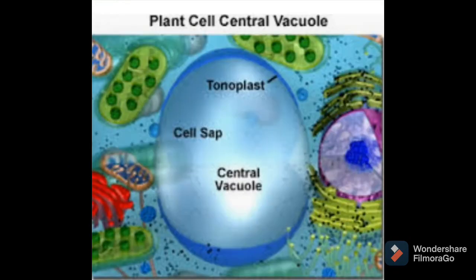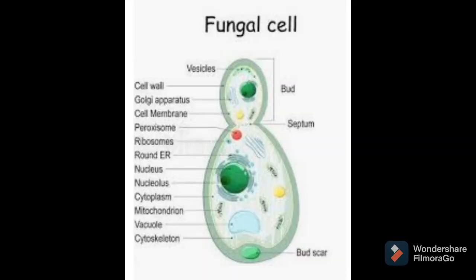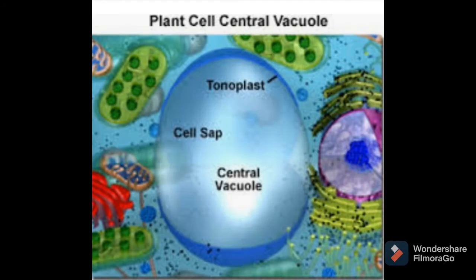What is this vacuole? Vacuoles are mainly found in plant cells and animal cells, and also in fungi and bacterial cells. The structure is simple: it consists of a single membrane. It is a membrane-bound organelle, and if we observe it, we feel like these are empty sacs, but actually they are not empty sacs. These are fluid-filled sacs which act as a storehouse for the cell.